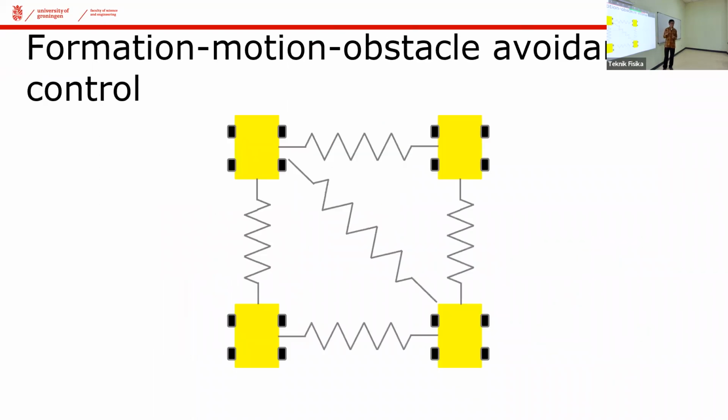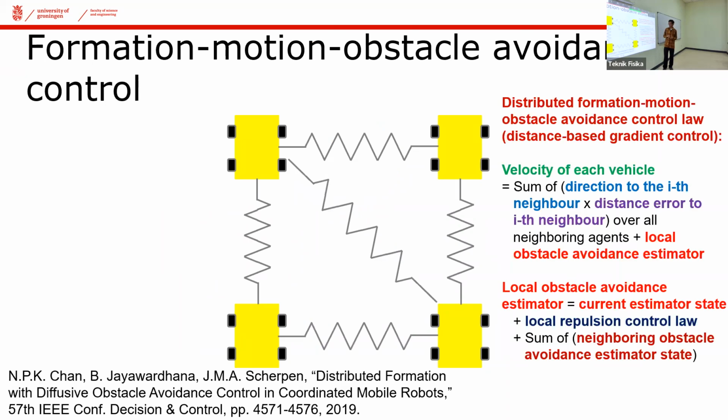One solution that we came up with in a paper at CDC in 2019, 3 years ago, is that we still use the previous formations and motions, which is the first part, but then we added a local distributed obstacle avoidance estimator. So with this local obstacle avoidance, every agent has its own local collision avoidance, but then they communicate with the others about the state of their collision avoidance estimator.